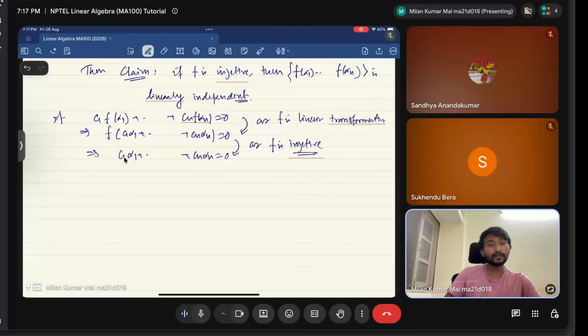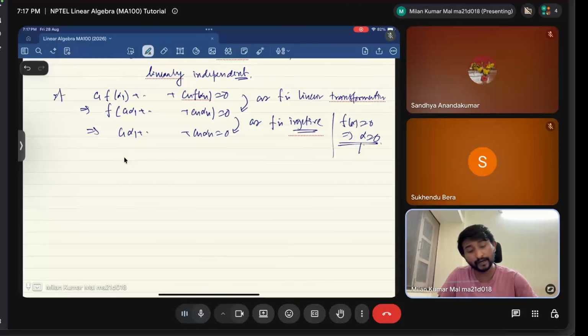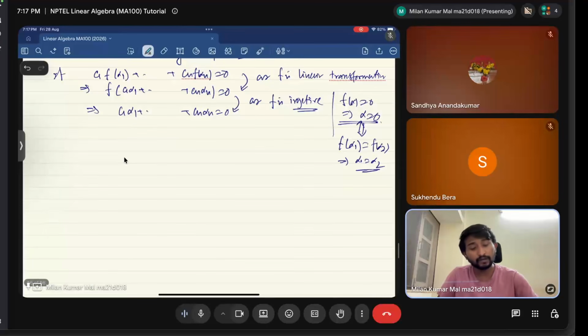So f is injective means what I have said: if f of alpha is equal to 0, that implies alpha is equal to 0. This is what injective means, but this fact is equivalent to saying that if f of alpha 1 is equal to f of alpha 2, that implies alpha 1 is equal to alpha 2. Why does that happen? Because f being linear, we can write f of alpha 1 minus f of alpha 2 is equal to 0. F is linear, and this is nothing but f of alpha 1 minus alpha 2.